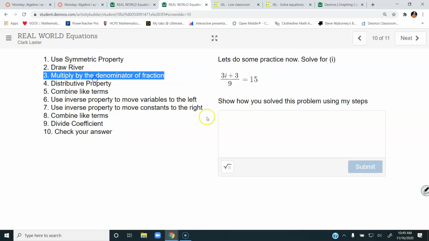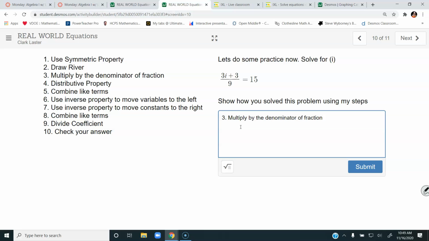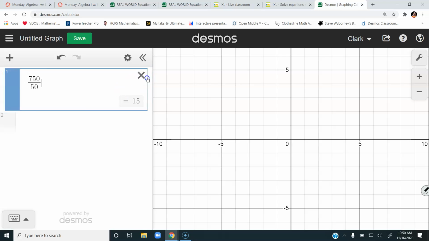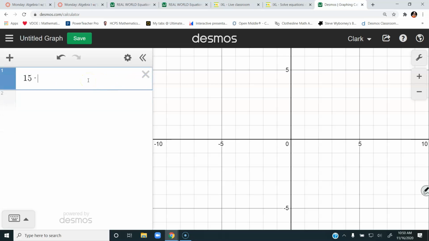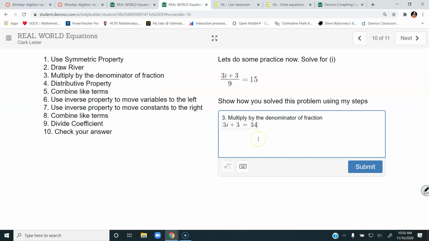But because I'm just doing it on my computer here, I'm going to multiply by the fraction. I'm going to press this I button, so the radical button, 3I plus 3 is equal to 345. Because 15 times 9 is 135. So I don't know what I was thinking. 135. It's a very good thing I checked that.